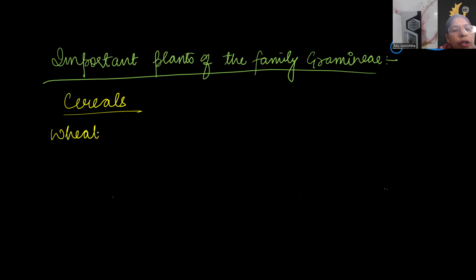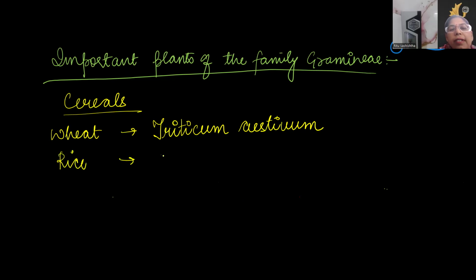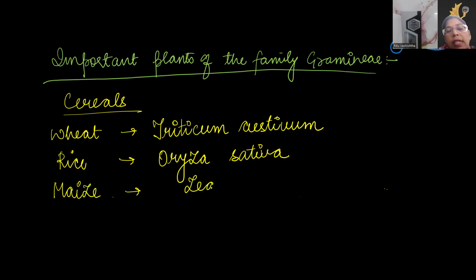In general, you will find that the plants are the cereals. So when we talk about food giving plants, in general we will write the cereals like wheat. We all know that the botanical name for wheat is Triticum aestivum. Then you will find rice. Botanical name for rice is Oryza sativa. Then you will find maize. For maize, the botanical name is Zea mays.